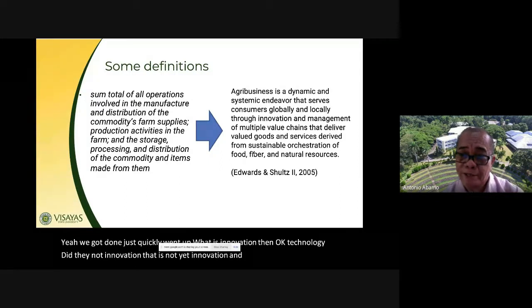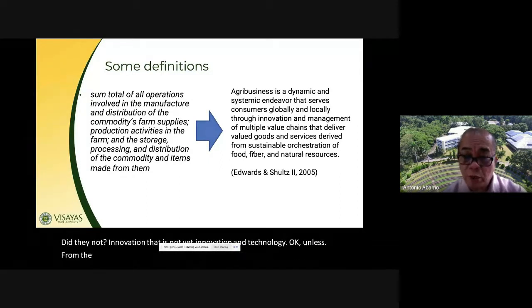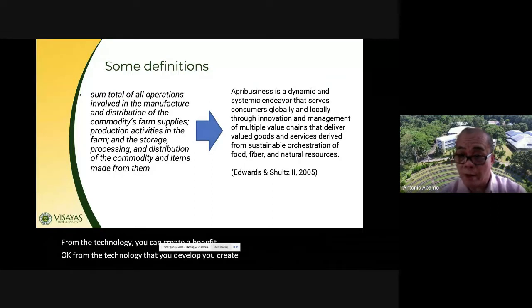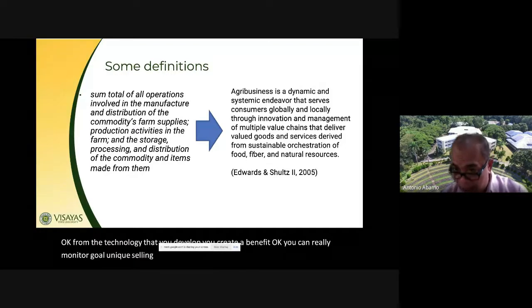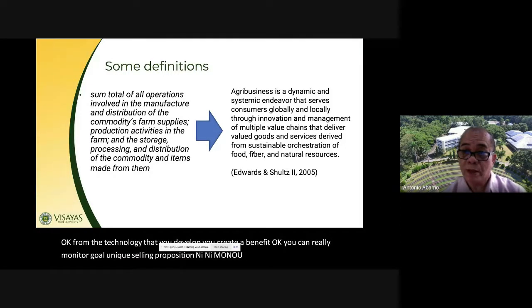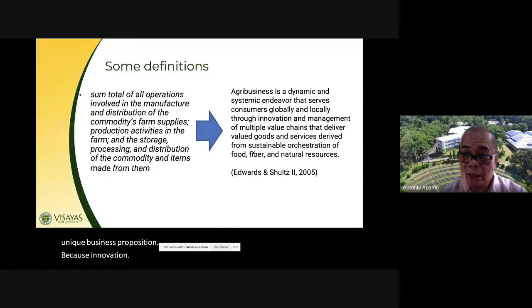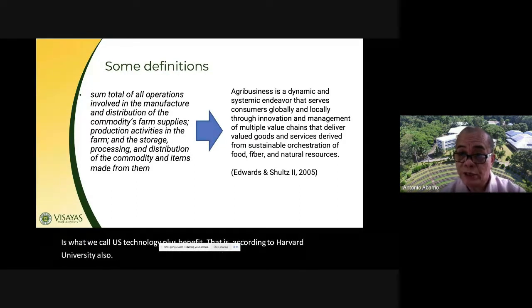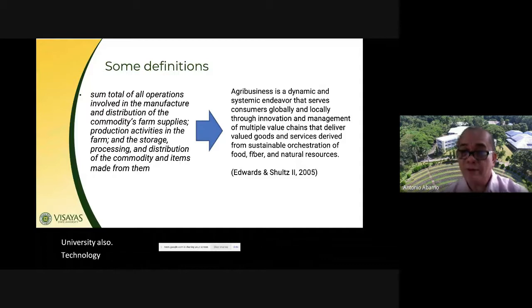Unless from the technology, you can create a benefit. From the technology that you develop, you create a benefit. You can really, mao na kitawag og unique selling proposition or USP, unique business proposition. Because innovation is what we call technology plus benefit. That is according to Harvard University also. Technology plus benefit is innovation.